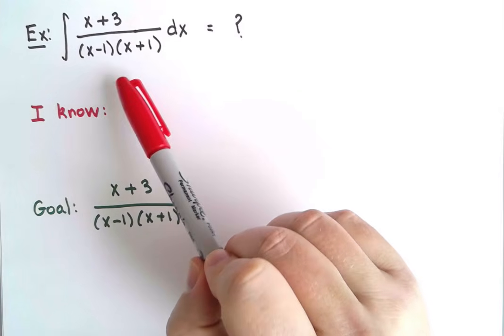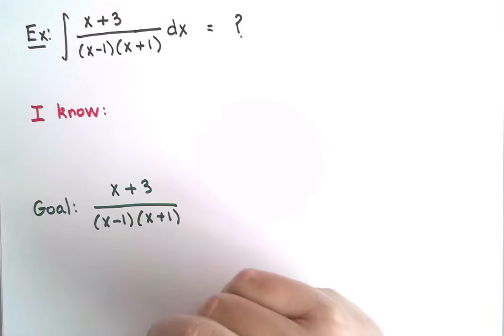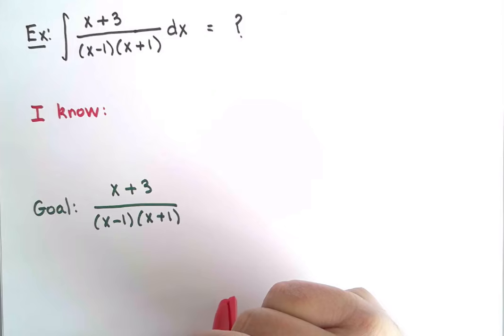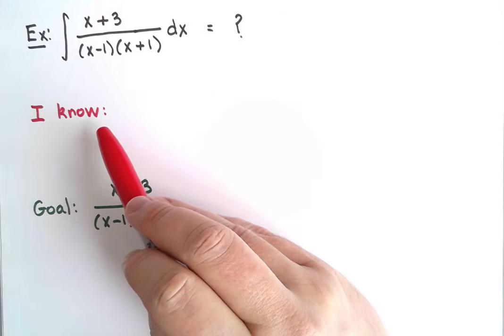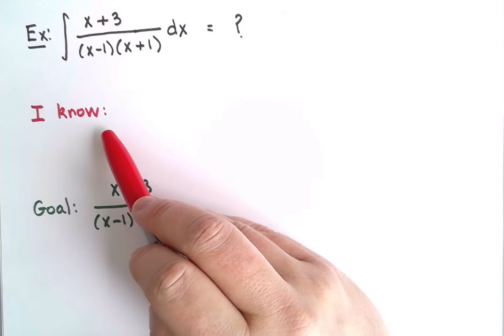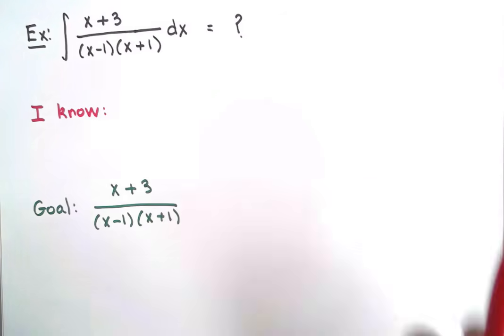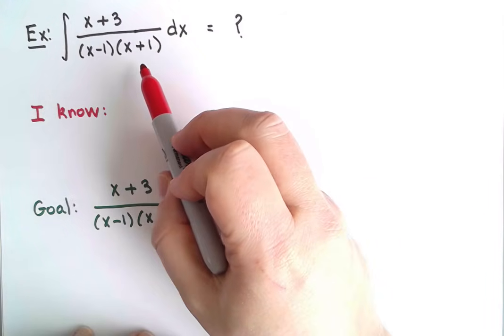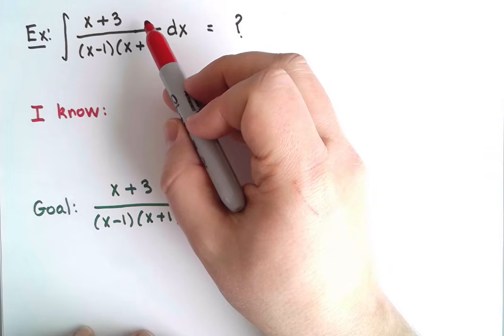This is a quotient of polynomials. The key idea to integrate all rational functions, all quotients of polynomials, is that there are a few easier rational functions that I already know how to integrate. And then I'm going to try to rewrite all the others in terms of the ones that I already know how to integrate. In this case, what makes this difficult to integrate is the denominator. If it were simply one polynomial, it could be easy.